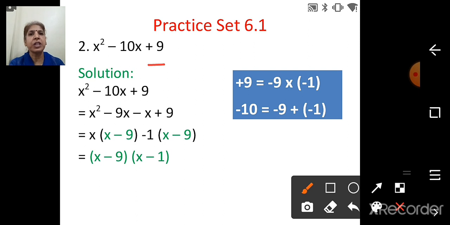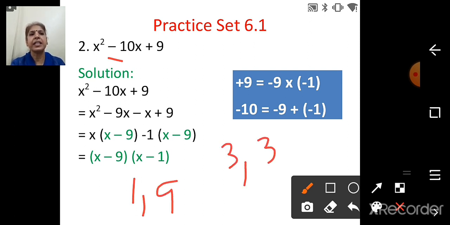Whenever the product is positive, two cases are there: both the factors will be either positive or both will be negative. So we have to find the factors of 9. The middle term's coefficient is minus 10, so we have to find the factors whose sum is minus 10. Which factors will we take? Factors of 9 are 1 and 9, and 3 and 3. 3 threes are 9, and 1 and 9.